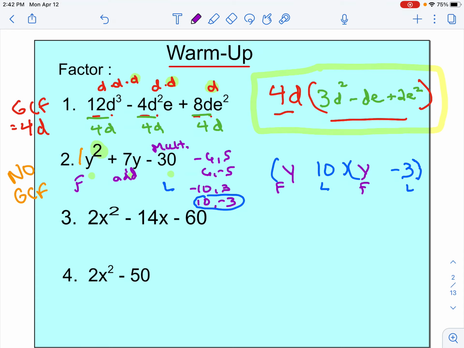When there's no number in front of the 10 or the number that you put in the back, that means it's a positive. And so then this is your answer right here: y plus 10 times y minus 3.